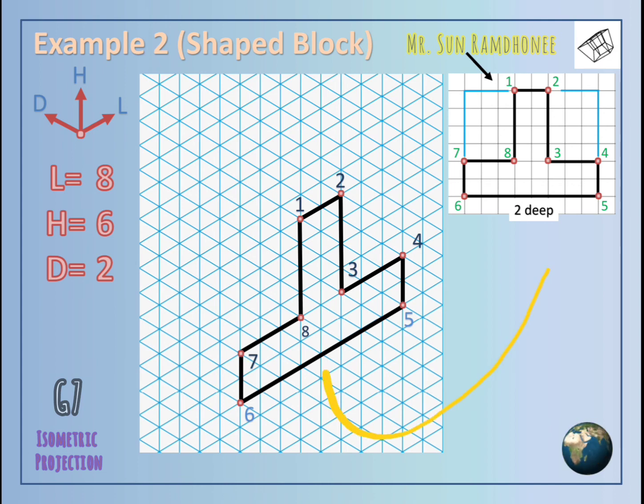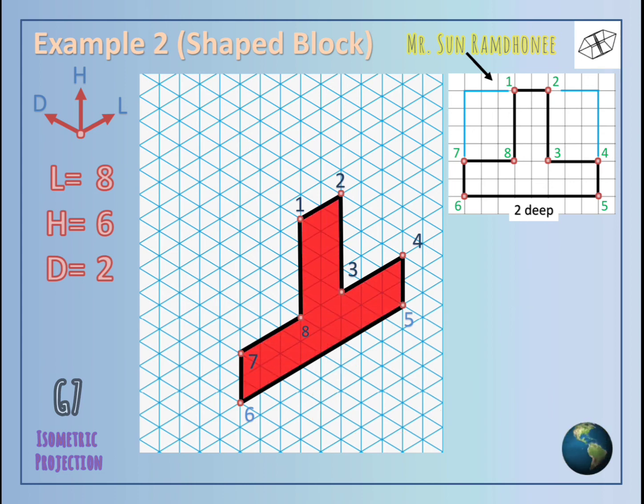This is how this object looks in isometric. So the front view from the square grid will look like this in the isometric grid. Once we have drawn the front view, we are going to shade it red again, and then we are going to move the points in the direction of the depth line. We know that the depth is in this direction.